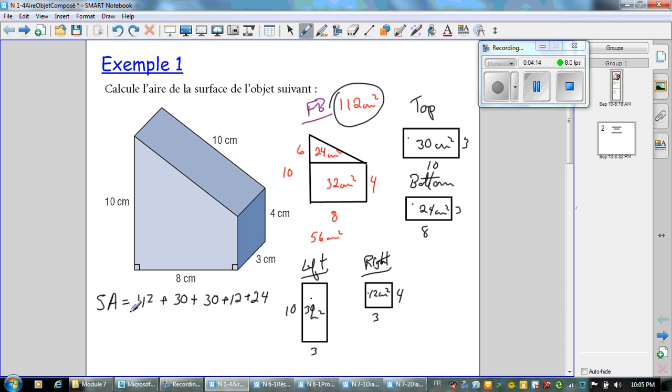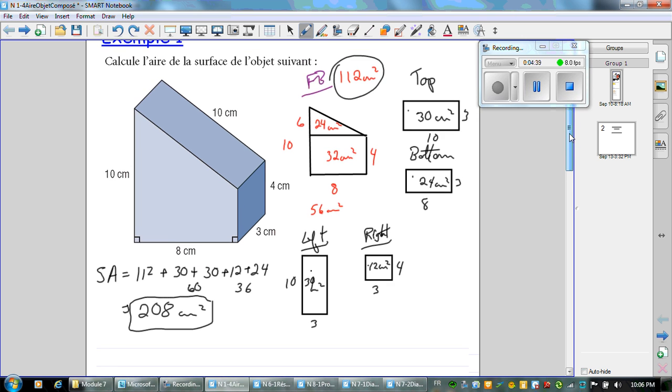So if I add all that together, here's 60 for those two. Those two have 36. 36 plus 60, that's 96. 96 plus 112 is 208 centimeters squared. That is the total surface area of this figure.